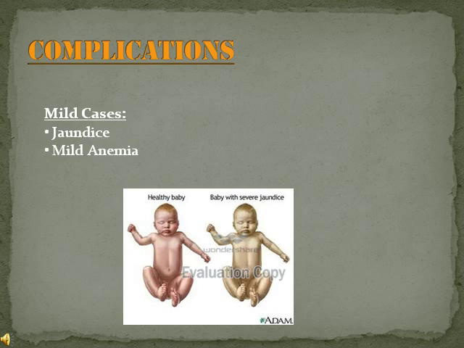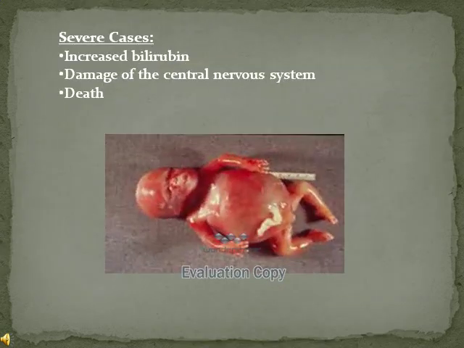What are the complications of HDN? In mild cases, jaundice and mild anemia can occur. In severe cases, there is damage to the liver due to excess bilirubin, damage of the central nervous system, or death.